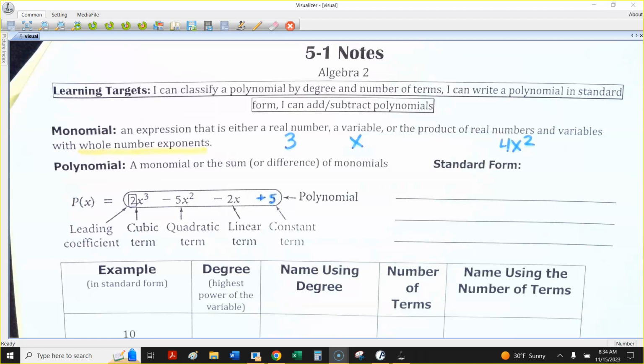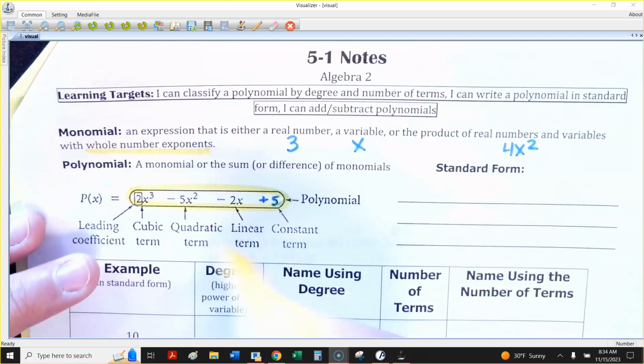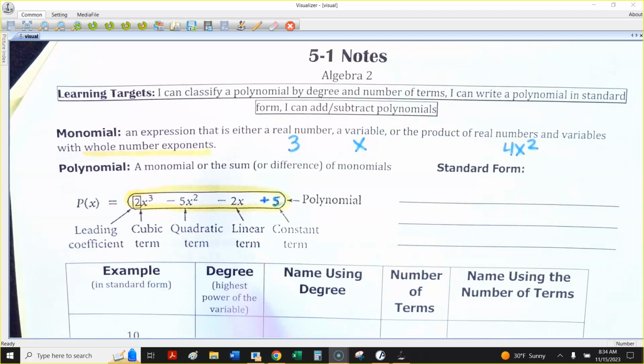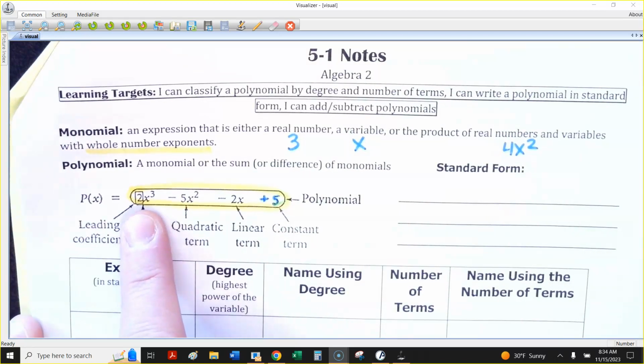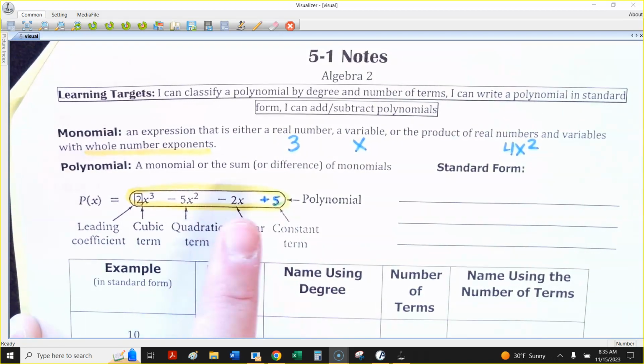A monomial is also kind of an interchangeable word with a term, and a polynomial. Like how many terms do I have here? Does anybody know? 4, exactly. Yeah, they're just separated by addition and subtraction. So like the 2x to the third, 2x cubed is a term, 5x squared, 2x, 5, those are terms.